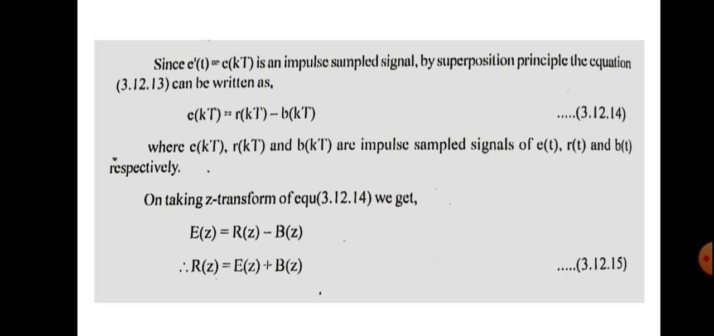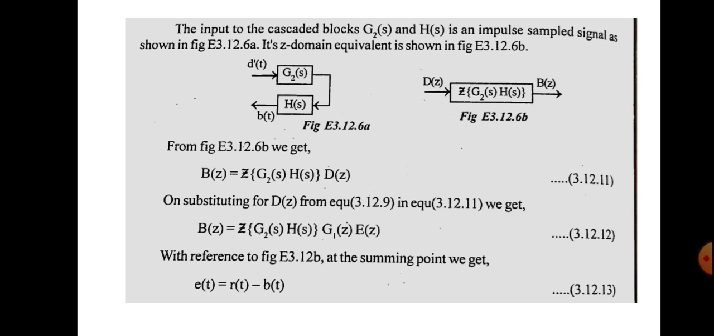Okay. Here, since you know that E dash of t, because it is a sampled version, you can write it as E of kT. That is the impulse sampled signal, and by the superposition principle, whenever E of t is equal to E dash of kT, then instead of t you can substitute kT.